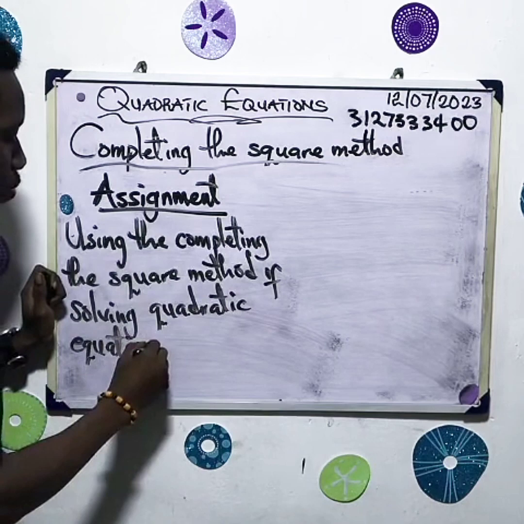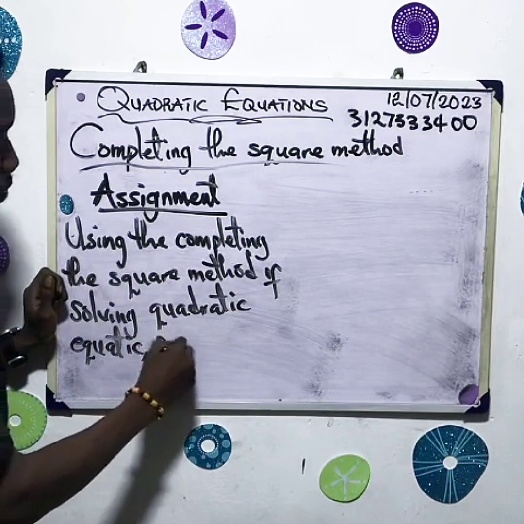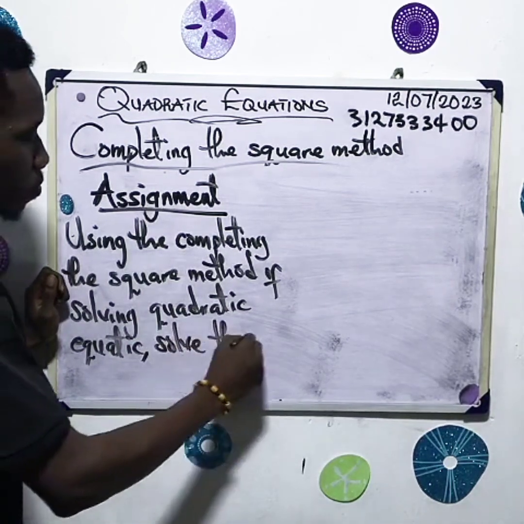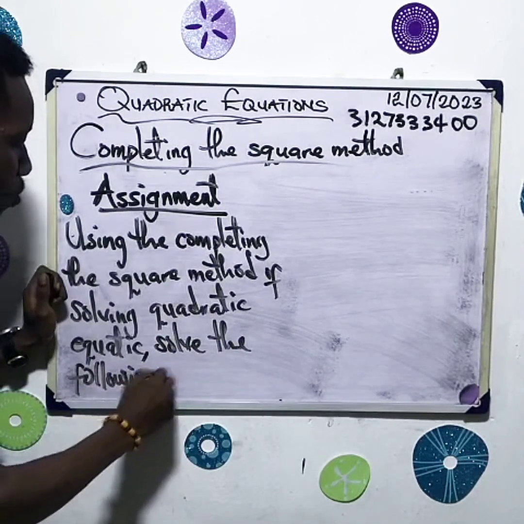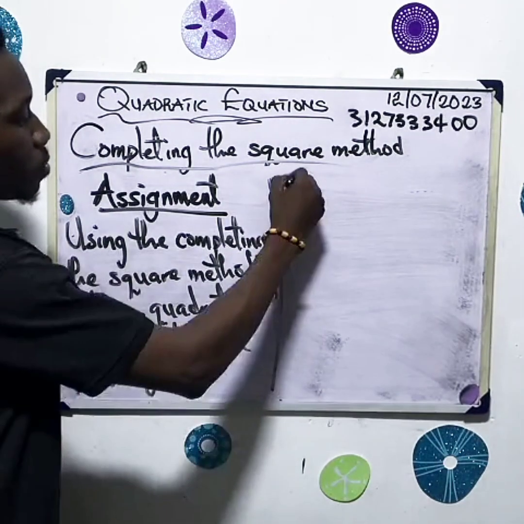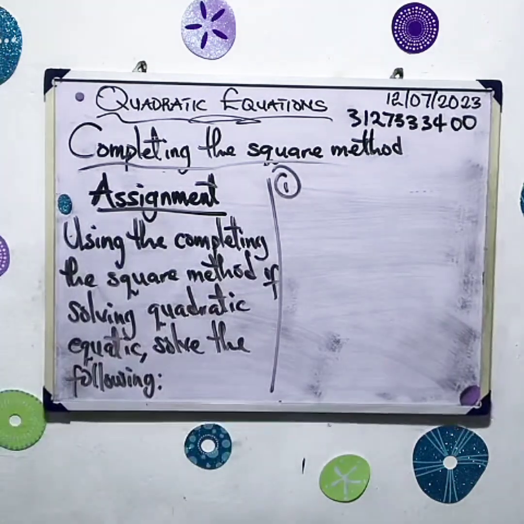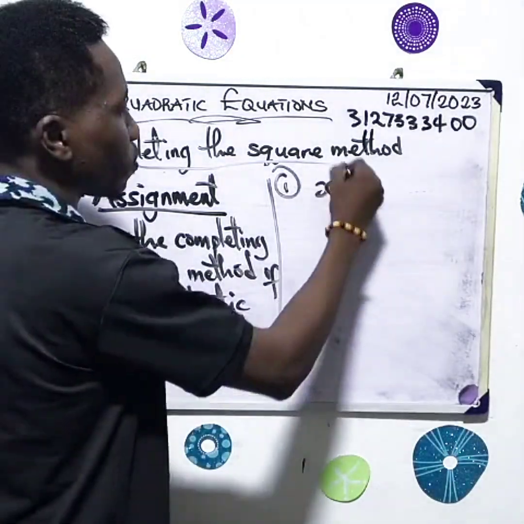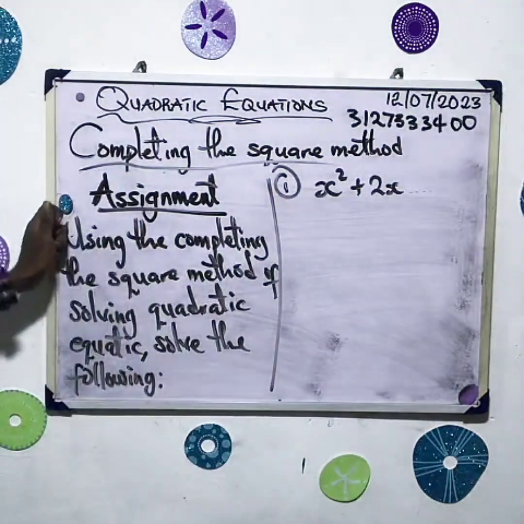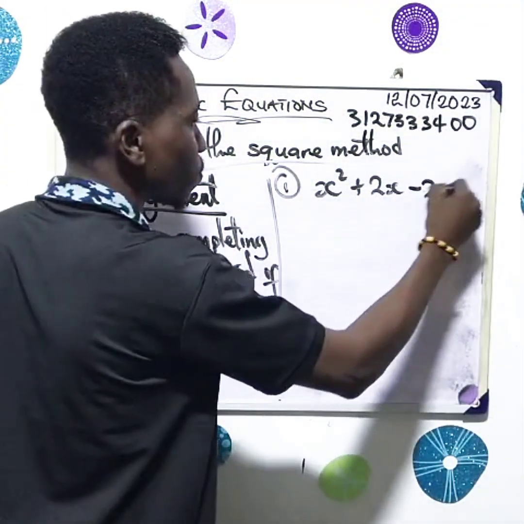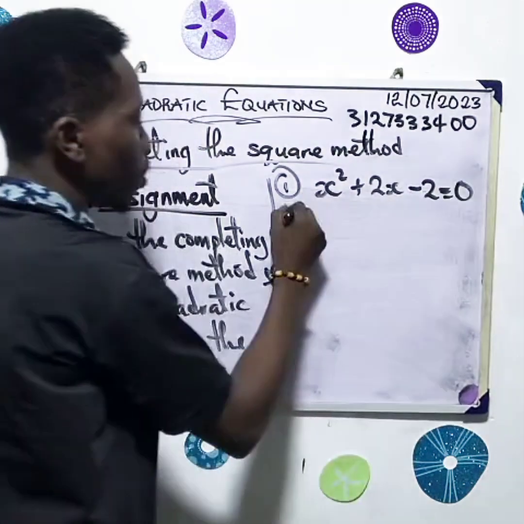Assignment on solving quadratic equations. Solve the following. Number 1: x squared plus 2x minus 2 equals 0. Number 2.